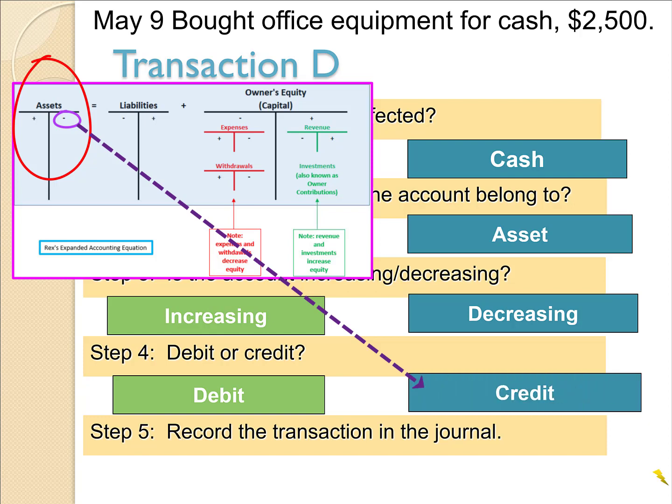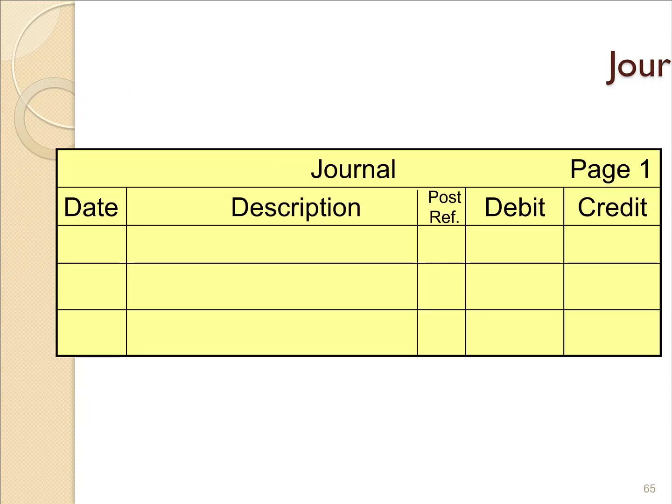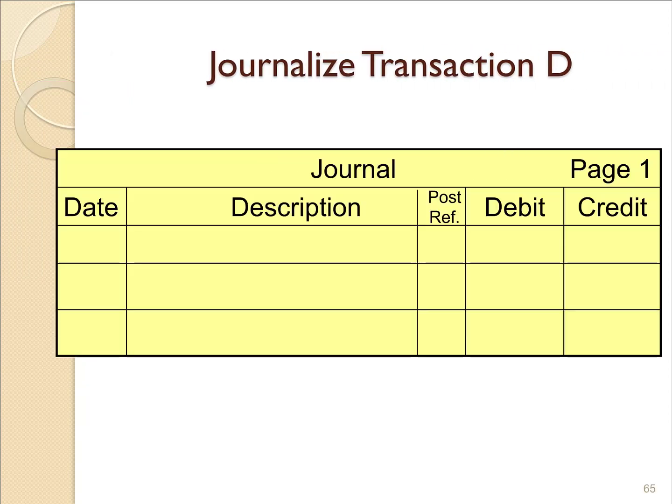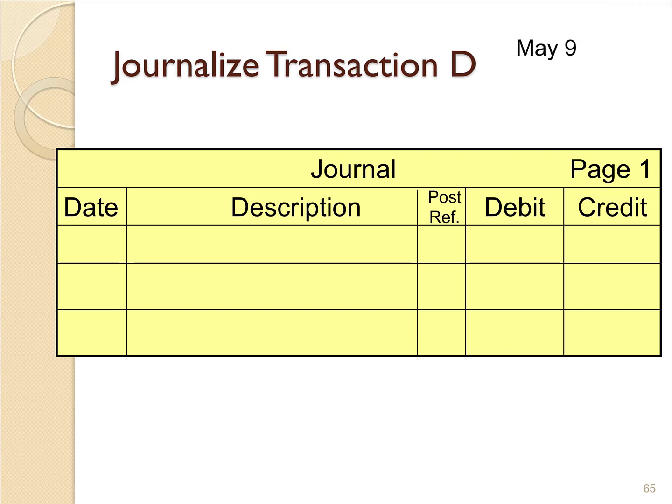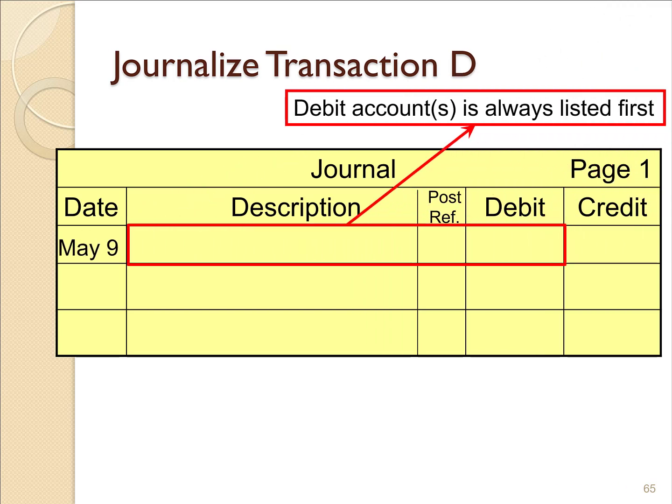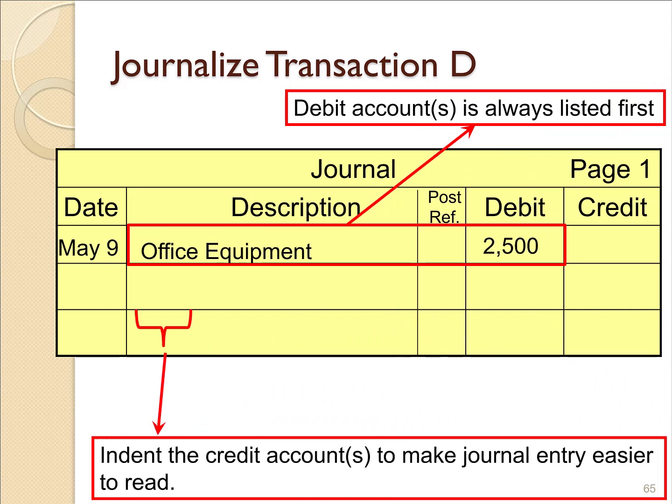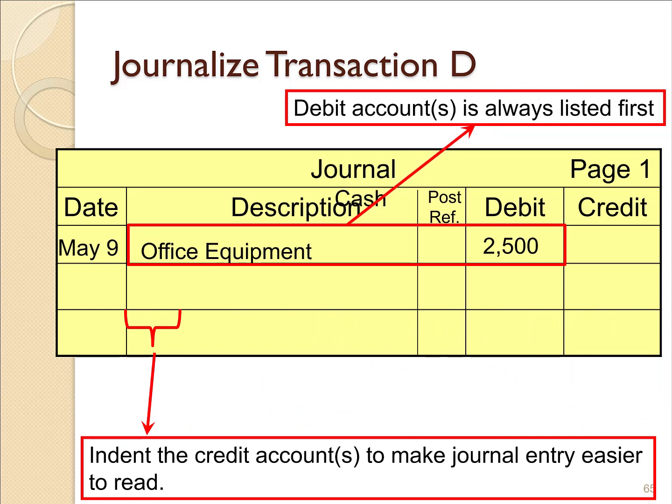So then we're going to record this in a journal, so get out your journal paper. First thing we do for a journal transaction is enter the date, May 9th. Then we list the debit account. What was the debit account? It was office equipment. How much? $2,500. Then we indent the credit account. So we got cash going down by $2,500.